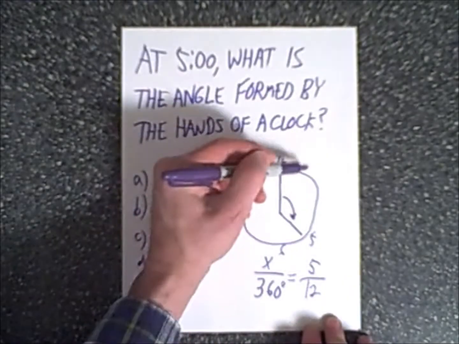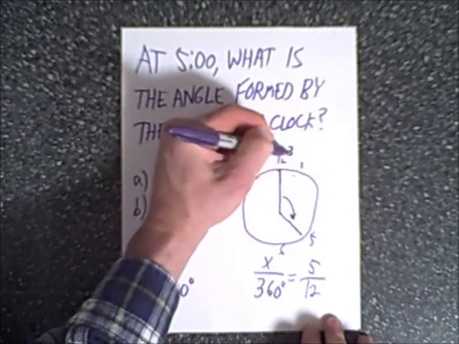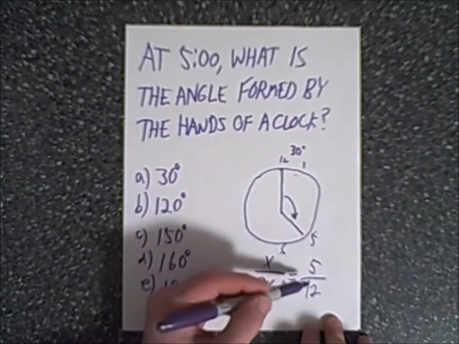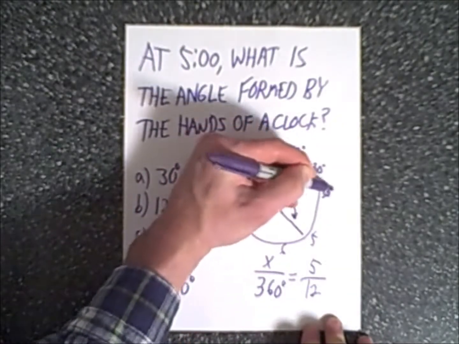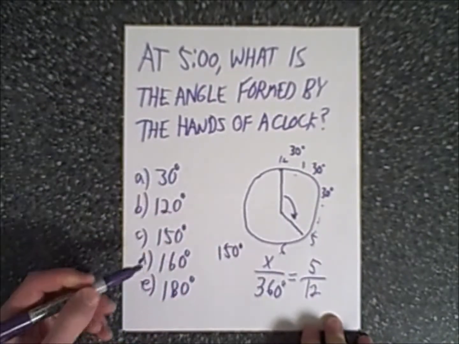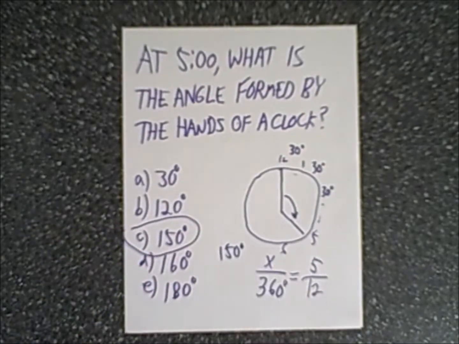Therefore, for every hour between 12 and 1, it's 30 degrees. And if we go around 12 times, we have a total of 360. Therefore, if we do 5 of these, 30 degrees, 30 degrees, etc., we end up with 150 degrees. And therefore, our answer is C.